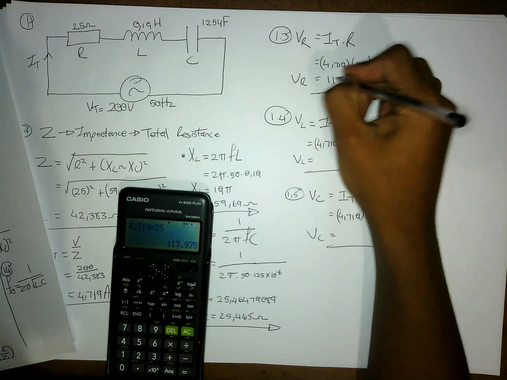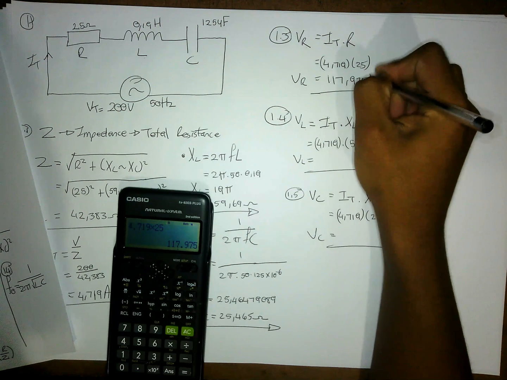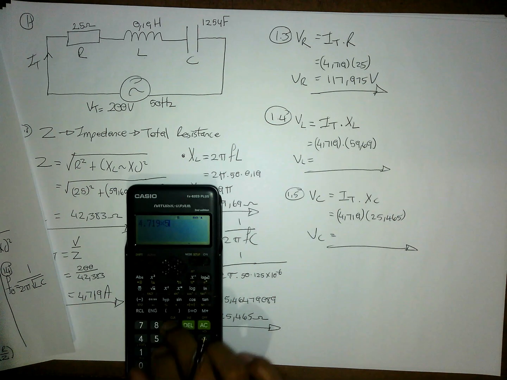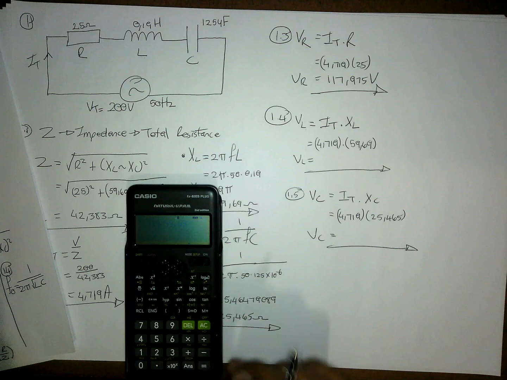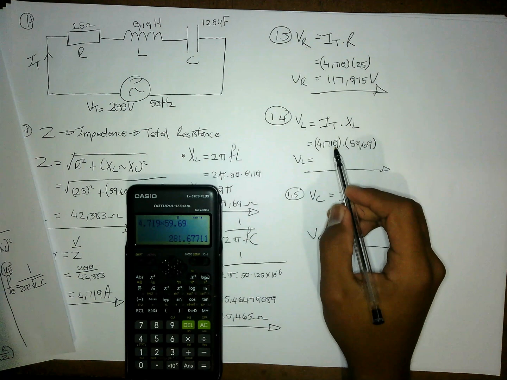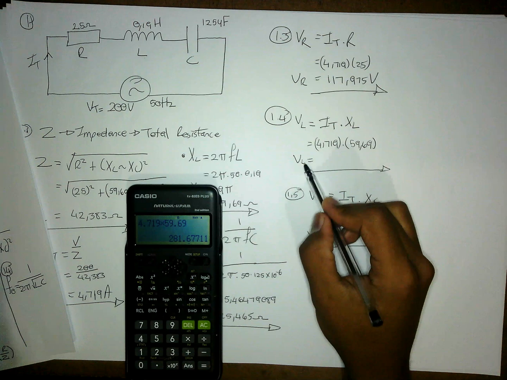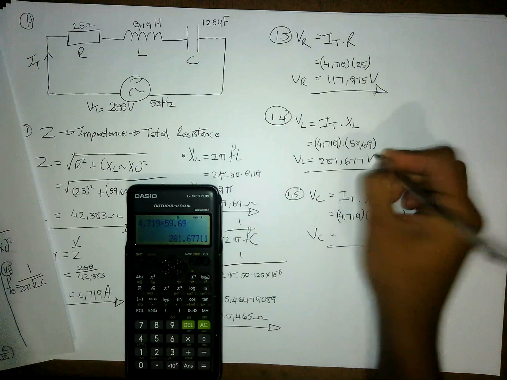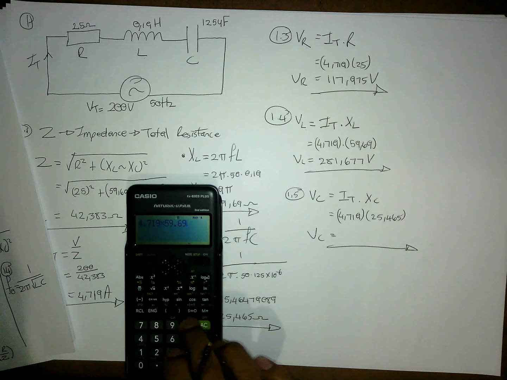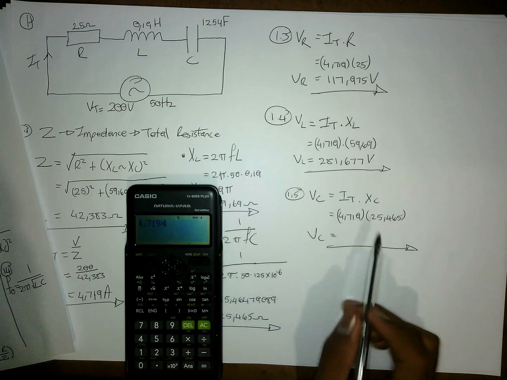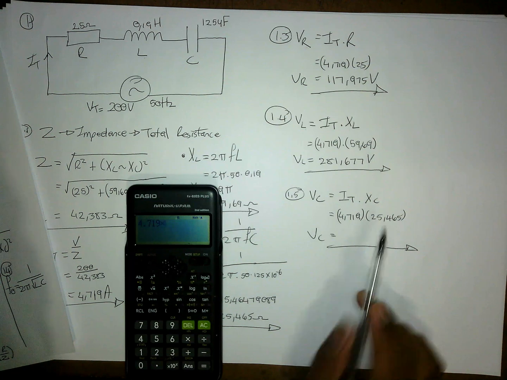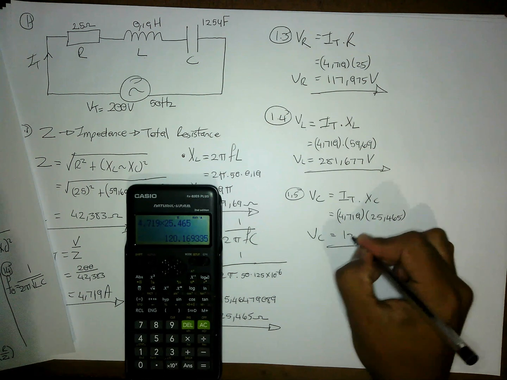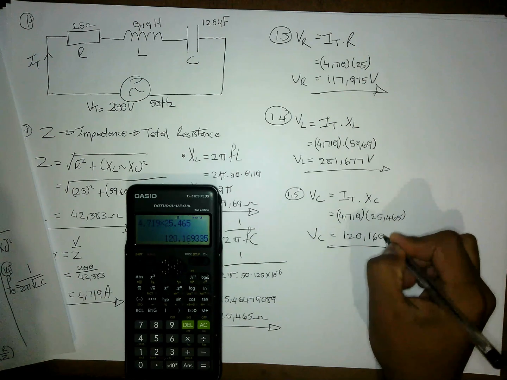So this is 117.975 volts. For our voltage drop across the inductor, we have 281.677 volts. For the capacitor, our voltage drop is 120.169 volts.